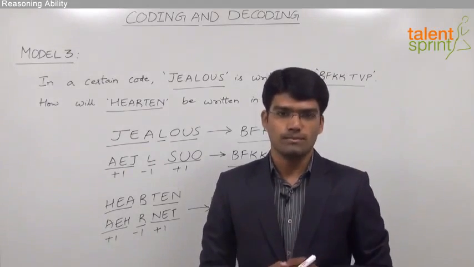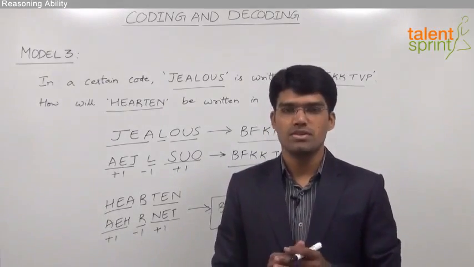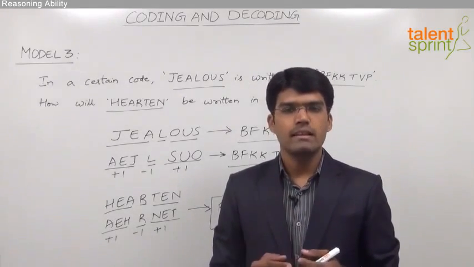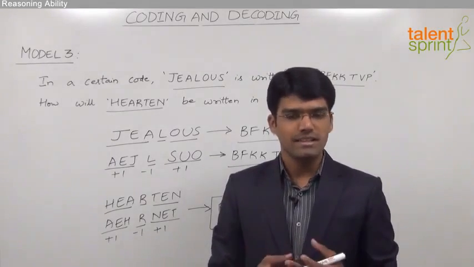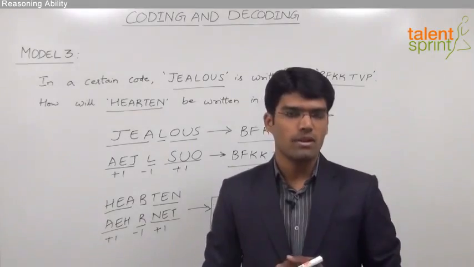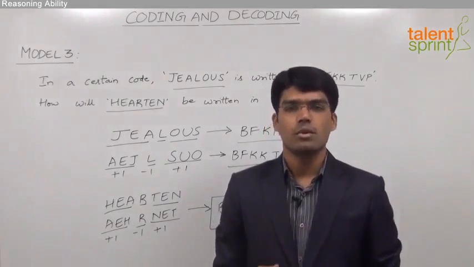So friends, as you can see in this model, in certain questions 2-3 operations are performed on the word to get its code. So to answer these type of questions, we need to first group the word into different parts, then interchange or reverse the letters in each of the parts, and finally do some shifting either in the forward direction or in the reverse direction to get the coded form.